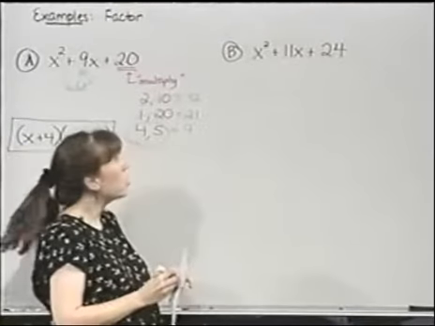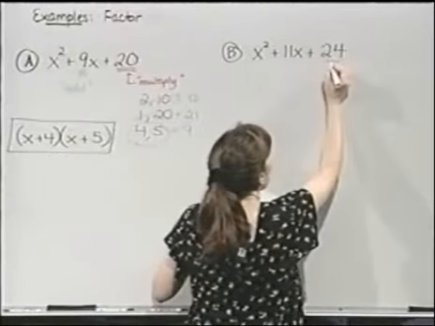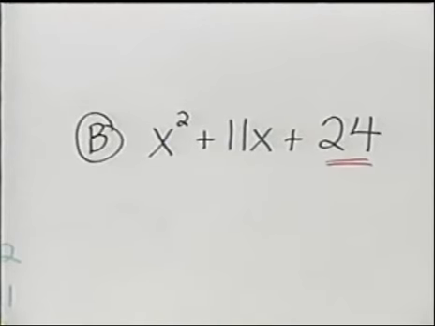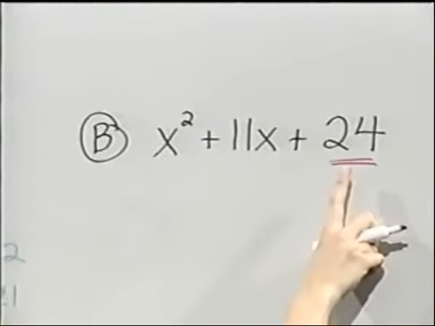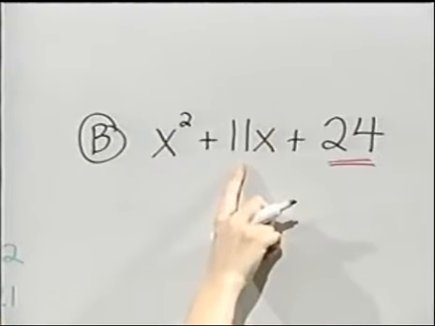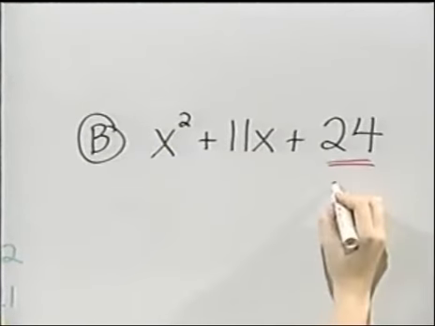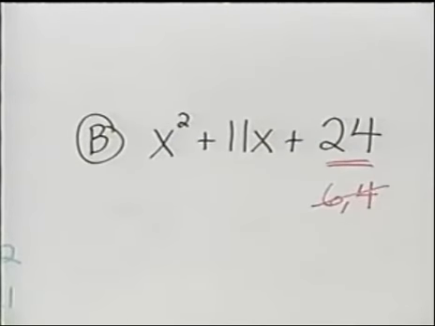Again, you want to take the last number, 24, and you want to try to find two numbers that will multiply to give you 24. But at the same time, you want those numbers to add to give you 11. So let's see. First numbers I think of that multiply to 24 are 6 and 4. But I know they don't add to 11. They add to 10. So they're not going to work.